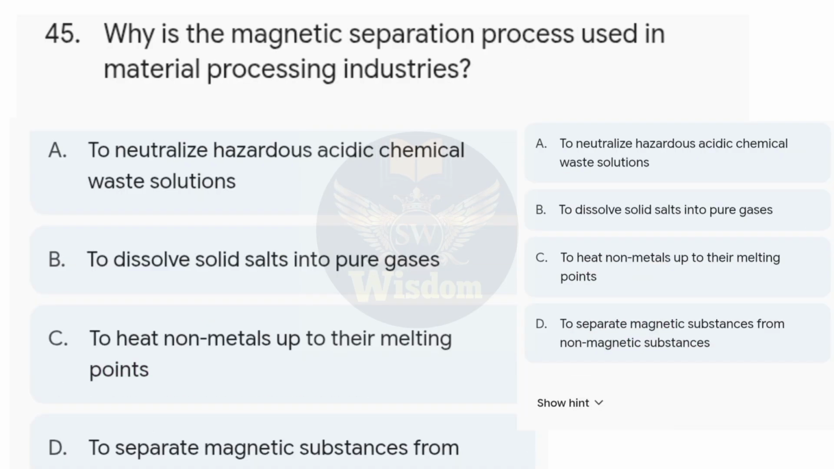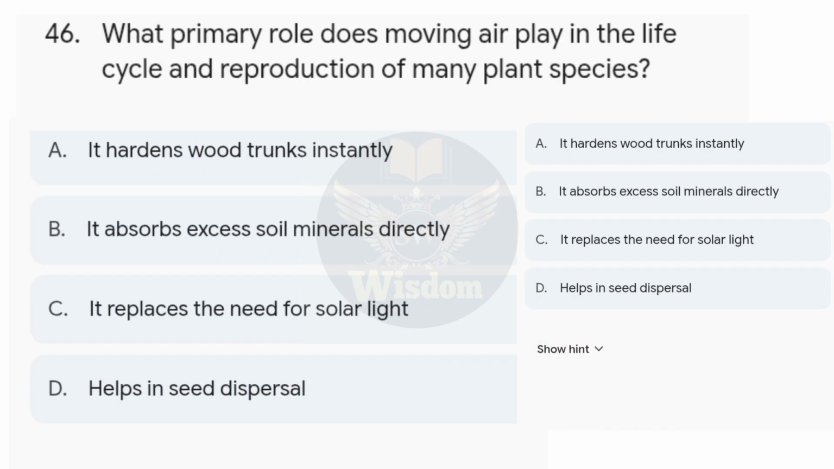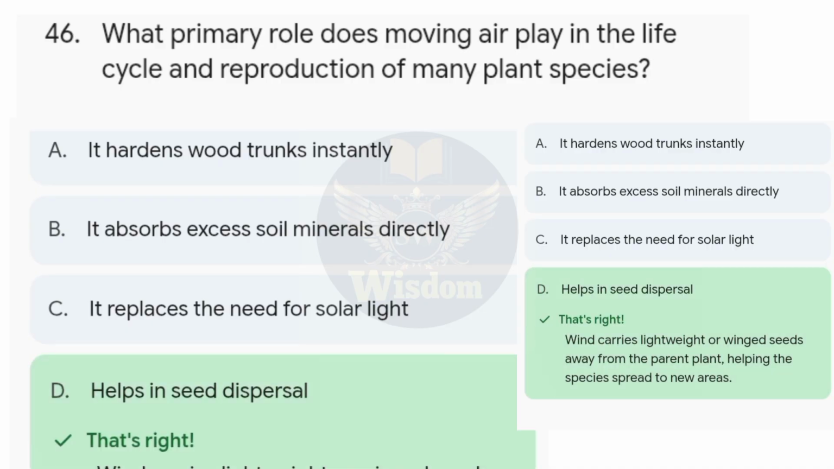Next question. Why is the magnetic separation process used in material processing industries? The correct answer is option D, to separate magnetic substances from non-magnetic substances. Next question. What primary role does moving air play in the life cycle and reproduction of many plant species? The correct answer is option D, helps in seed dispersal.